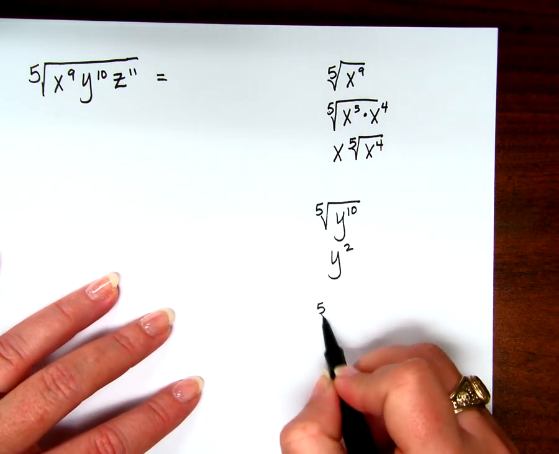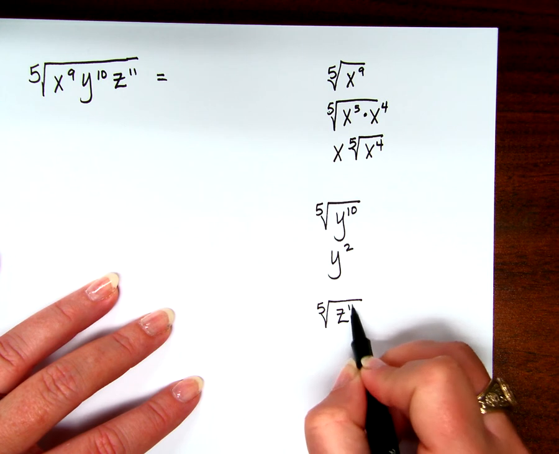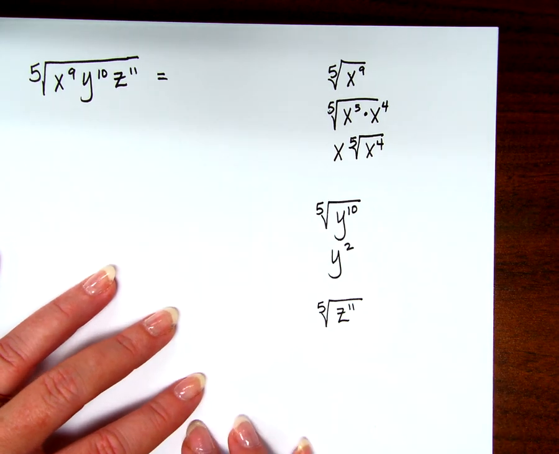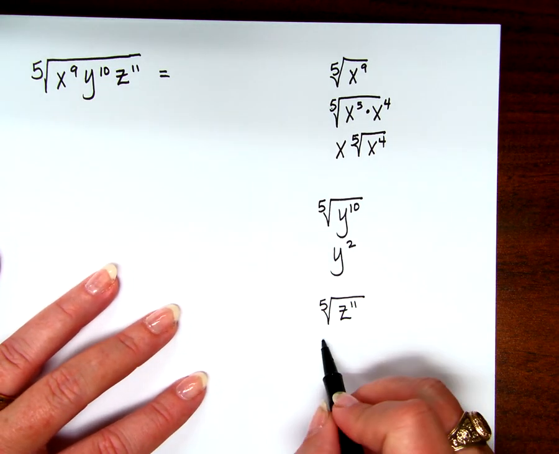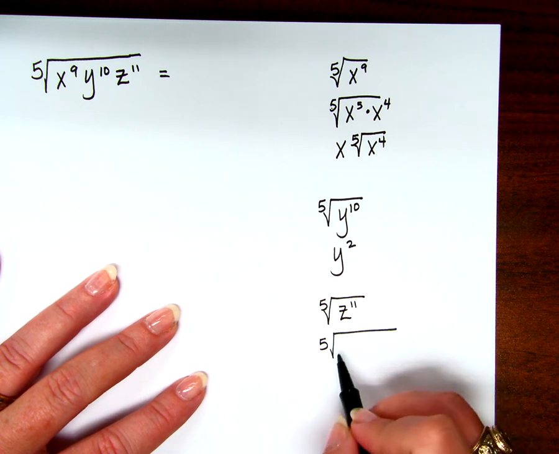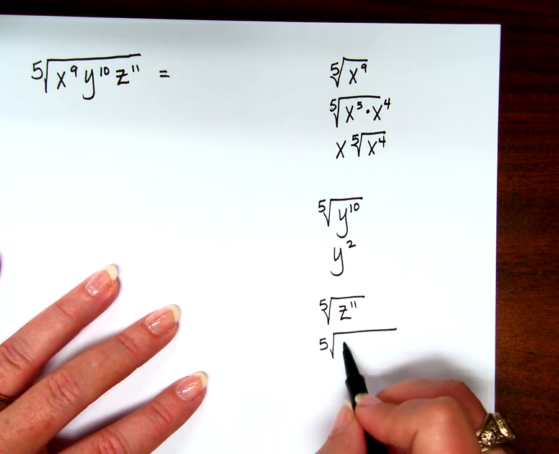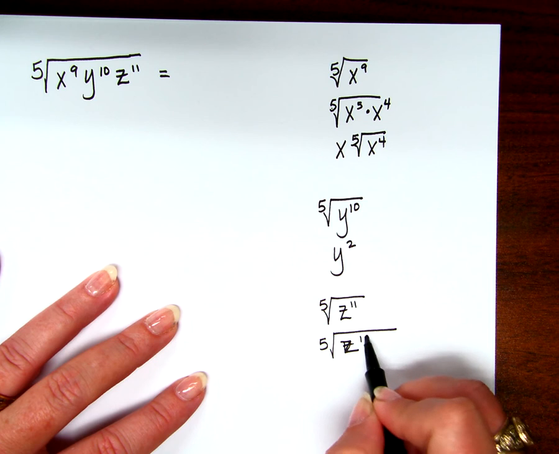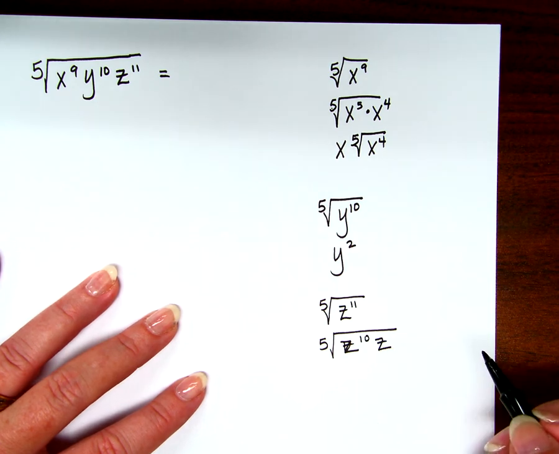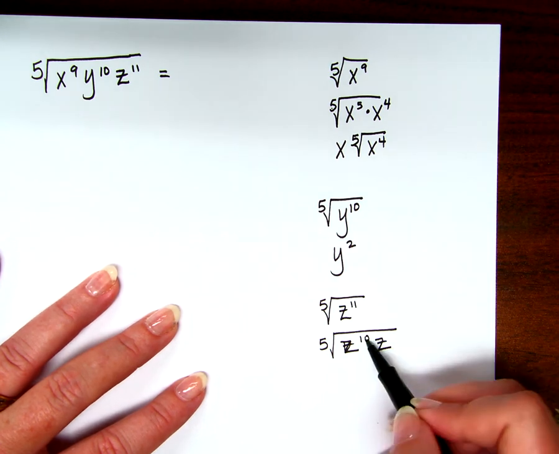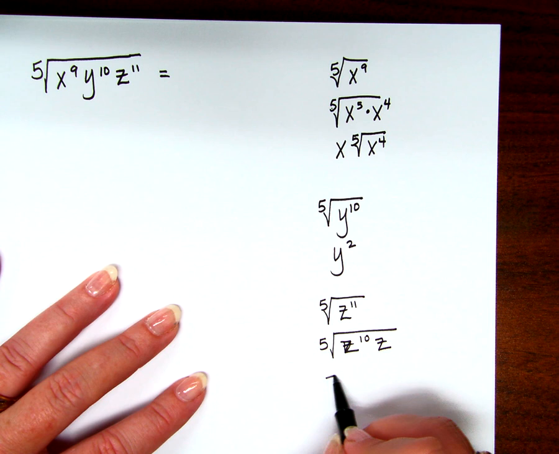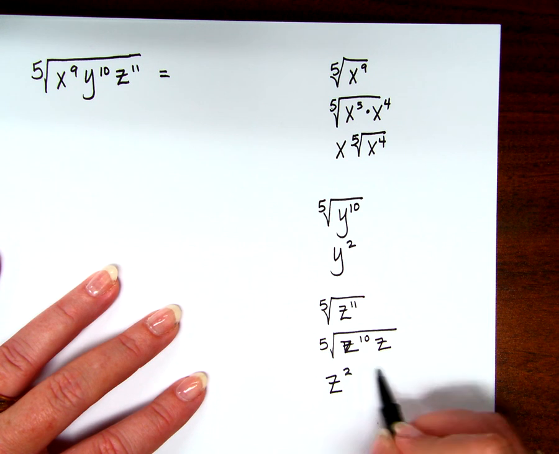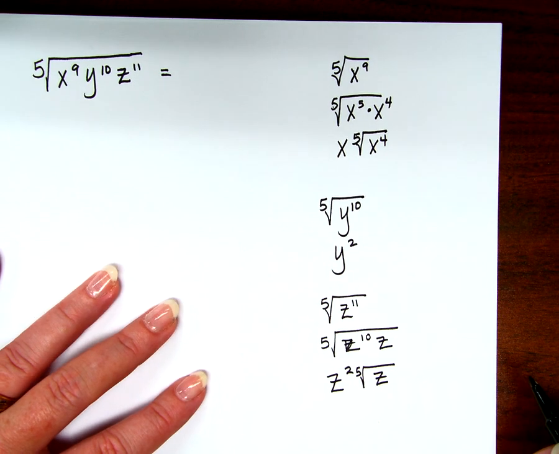What about the fifth root of z to the 11th? Say it again. 6 and 5. Yes. But why not z to the 10th and z? Because don't I know the fifth root of z to the 10th? What is it? Z squared. Do I know the fifth root of z? No, so I just leave it inside.